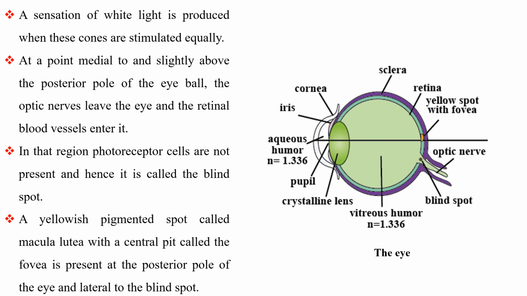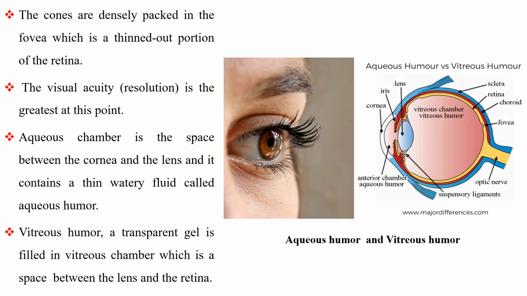At a point medial to and slightly above the posterior pole of the eyeball, the optic nerve leaves the eye and the retinal blood vessels enter it. In that region, photoreceptor cells are not present, and hence it is called the blind spot. A yellow pigmented spot called macula lutea with a central pit called the fovea is present at the posterior pole of the eye and lateral to the blind spot. The cones are densely packed in the fovea, which is a thinned out portion of the retina. The visual acuity is the greatest at this point.